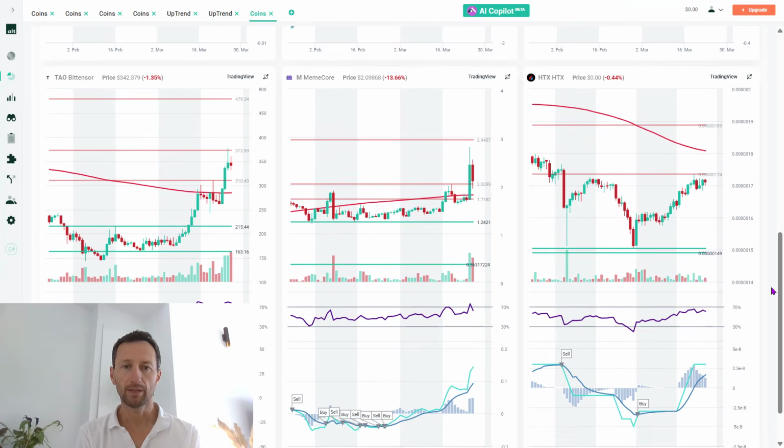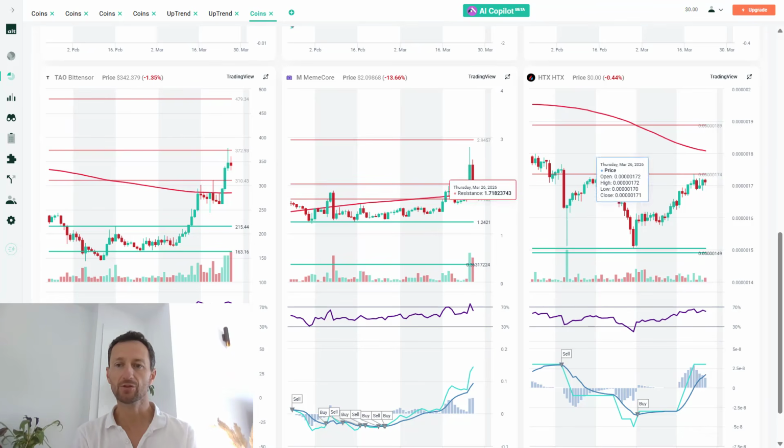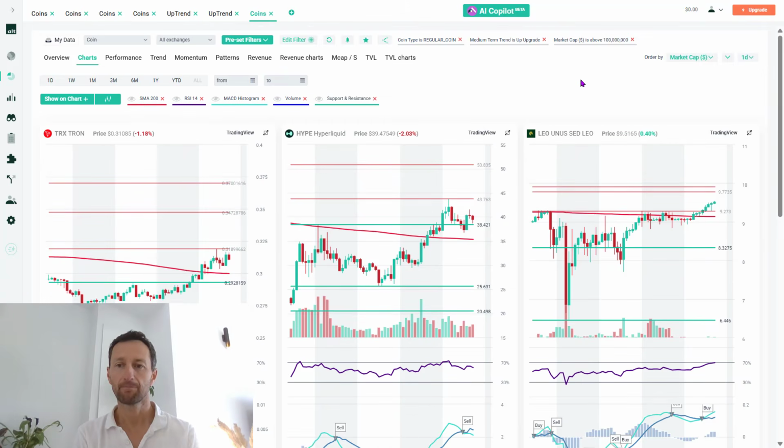But here, Meme Core, on the other hand, has broken through the 200-day moving average. Okay, now it's pulling back, so that's a very bullish sign. Break through above the 200-day moving average. It's also broken through a resistance. Now it's pulling back a bit, so that when it pulls back to that 200-day moving average or so, that could be an interesting buying opportunity in an uptrend, right?